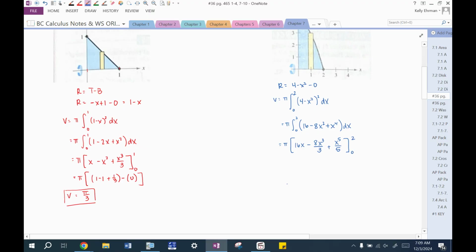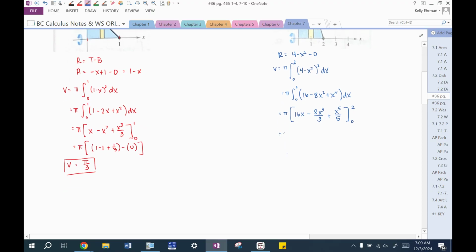Math is going to be a little bit cumbersome to work on here, but let's see what we can do. So when you plug in 2, you get 32 minus 8 times 8, so 64 over 3, plus 2 to the 5th is 32 over 5, minus 0. Now, you could get a common denominator of 15, which I do want to do, but I don't want to do all of the large number math. Like I am going to get this all over 15. But I want to do some adjustment here.